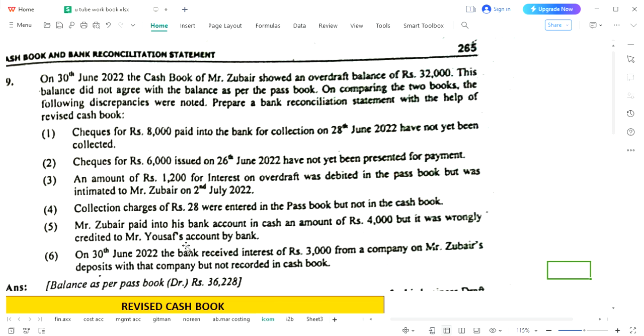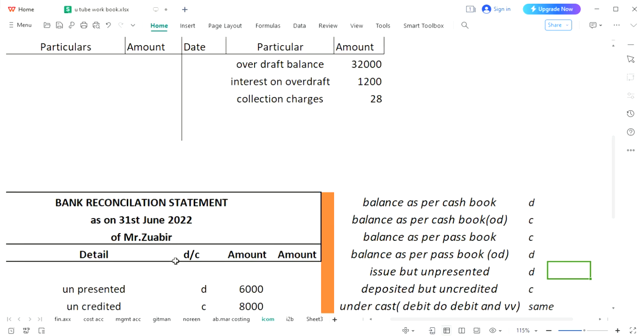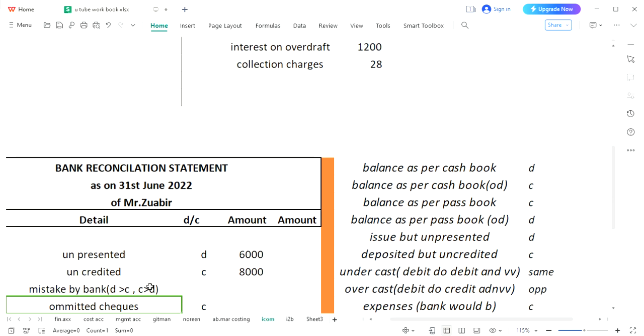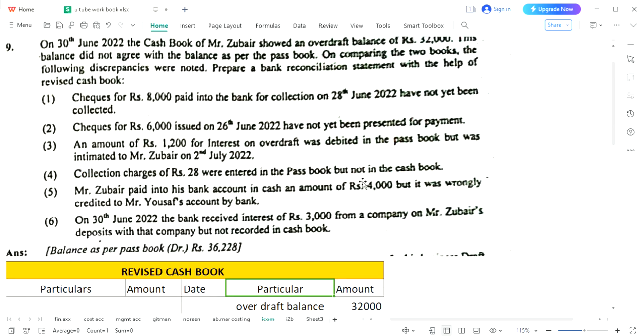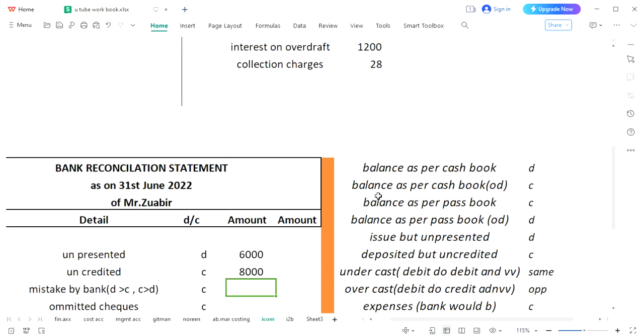So how will we correct this mistake? Zubair was supposed to be credited. The bank had not given credit. To rectify this mistake, now we will credit Zubair's account. Alright, since it's a mistake by the bank and we need to credit it, put credit over here, and let's see how much the amount is. That is 4,000. Just put 4,000 over here.